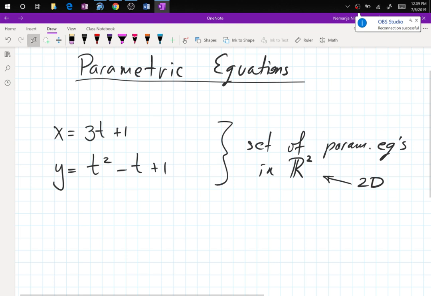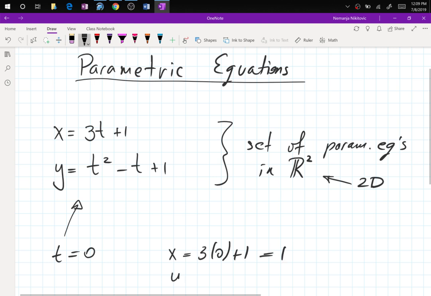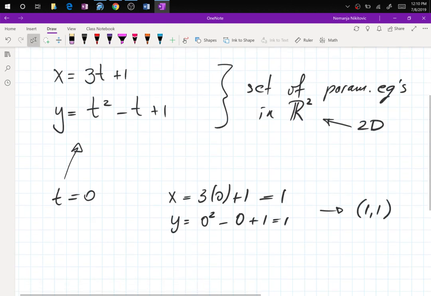So, the parameter t, you can think of it as time. For this particular problem, I can say t equals 0. That's the beginning of time, right? Big Bang, let's say. So what do you have? Well, you will have your x to be 3 times 0 plus 1, which equals 1. And your y will be 0 squared minus 0 plus 1, which is also 1, which will produce a point 1, 1 in the xy realm. So when you assign a value for t, you get a location in space. And that location in this case is 1, 1.